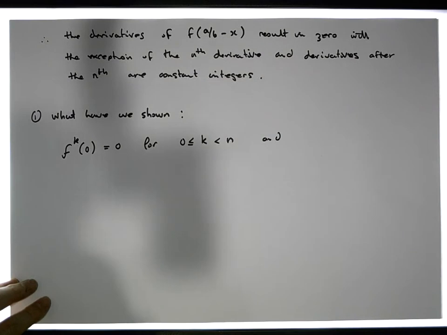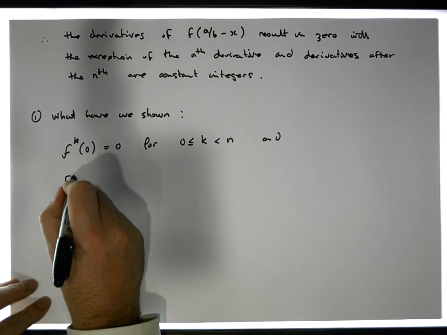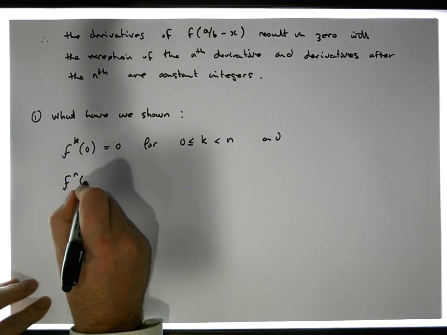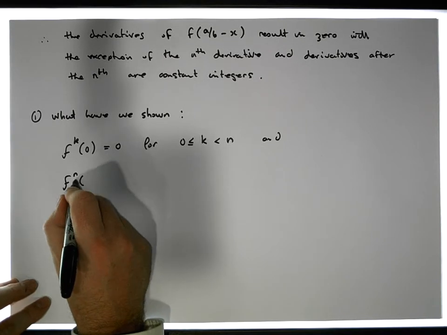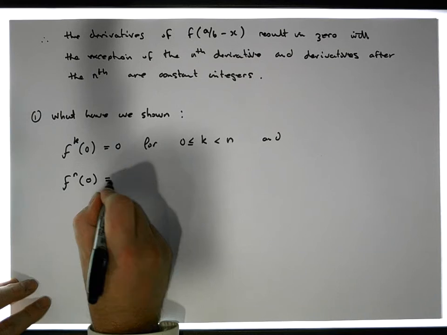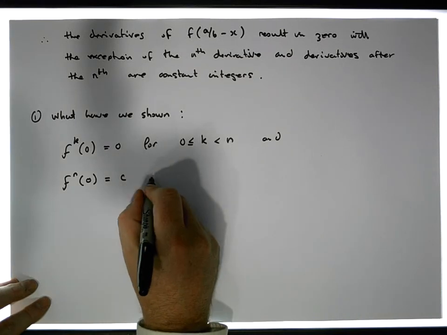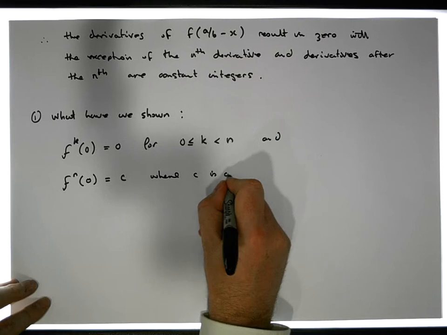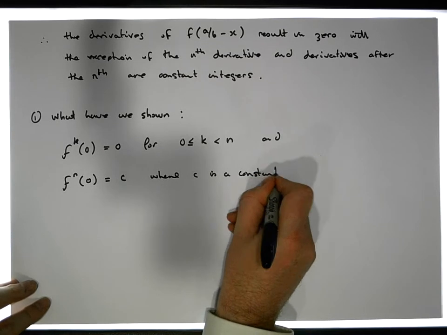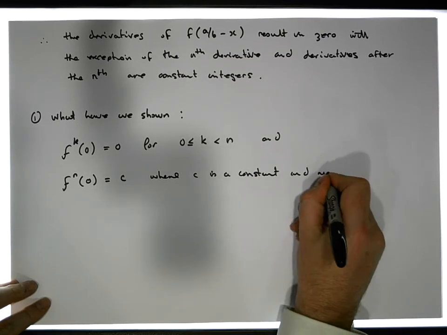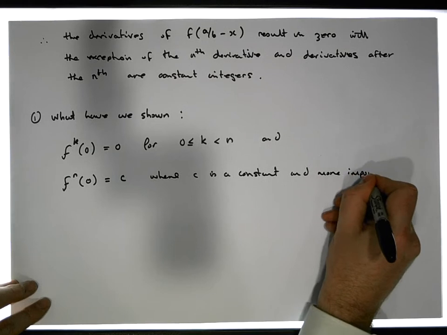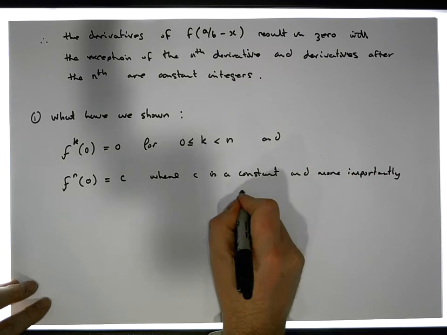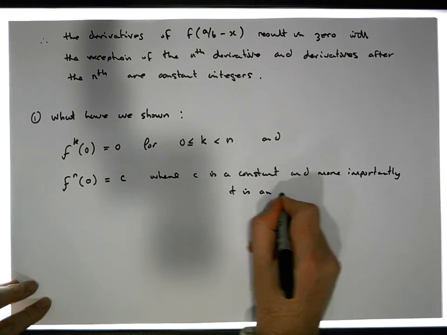And what else have we shown? Well, we've shown as well that the nth derivative, evaluated at 0, is equal to some constant c, where c is a constant, and more importantly, it is an integer. And actually a positive integer at that.